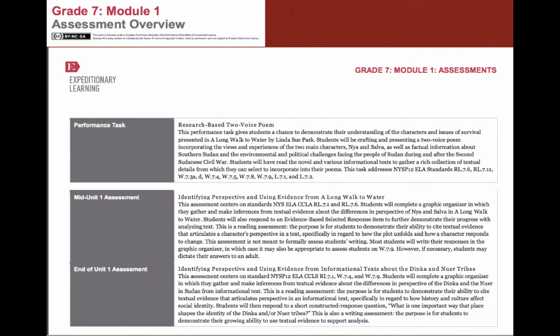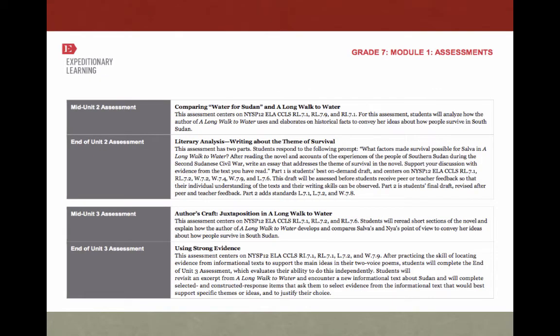Now that you've seen a summary of the module, let's dive into specific areas. Let's start with assessment. After the week at a glance sheets are the module assessment summaries. The assessments are noted on the left side of this document with a description about each assessment on the right side. In this example, you see a performance task, mid-Unit 1 assessment, and end of Unit 1 assessment. Next, you see mid-Unit 2 assessment, end of Unit 2 assessment, mid-Unit 3 assessment, and end of Unit 3 assessment. On the right of each of those assessments provides more details about that specific assessment.